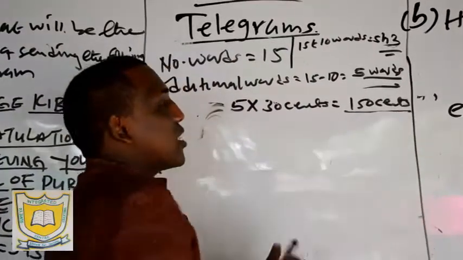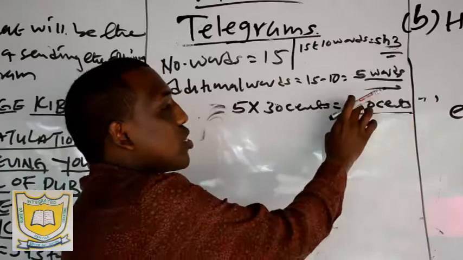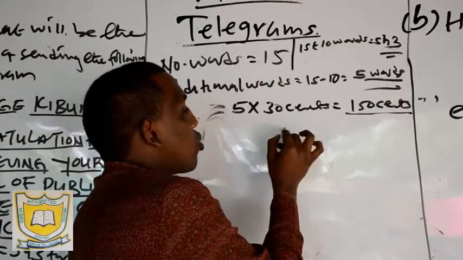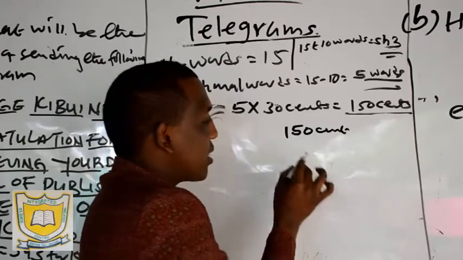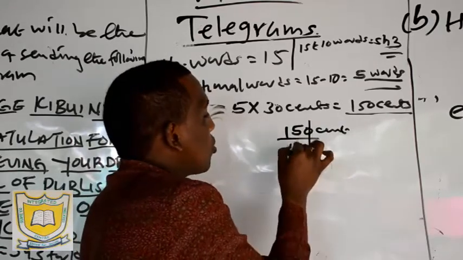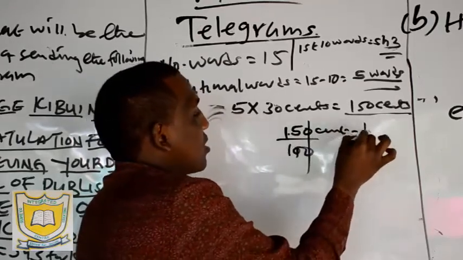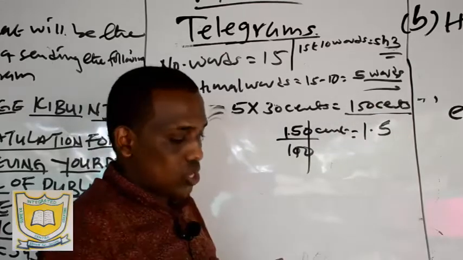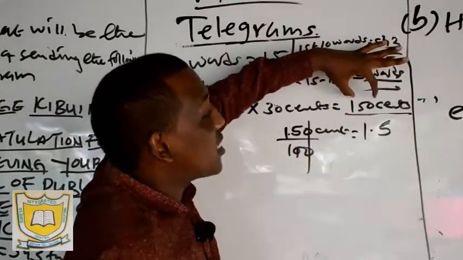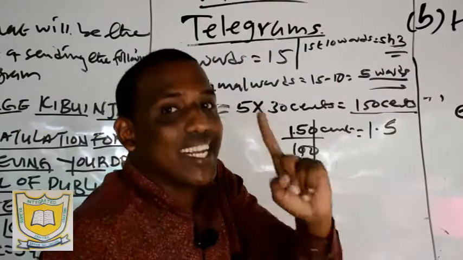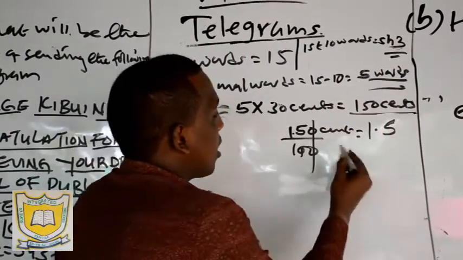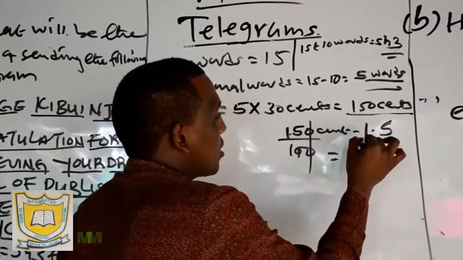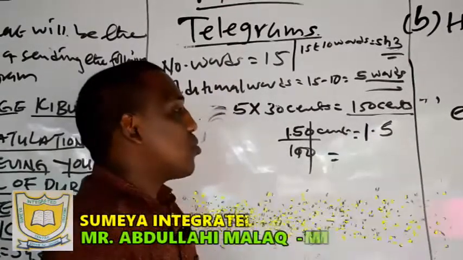So if 1 shilling has got 100 cents, to change this into shillings, we divide. So 150 cents we change to shillings, divide by 100. So you will get 1 shilling and 50 cents. Whenever you are changing cents into shillings, you divide by 100 because a shilling has got 100 cents. Now we have 1 shilling and 50 cents. What do we do now with the two amounts?